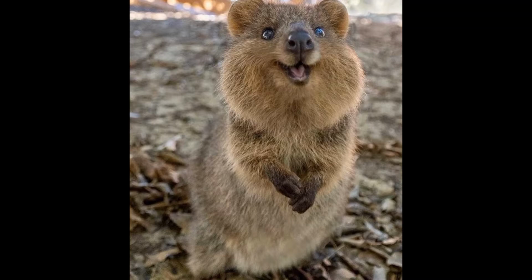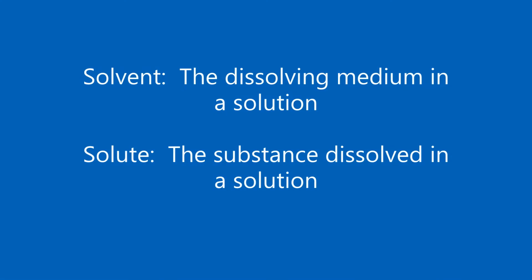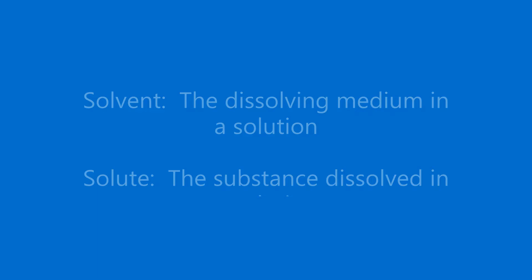Here are a couple of vocabulary words to know for this chapter: solute and solvent. A solvent is the stuff that other stuff is being dissolved in, which in this case is water. A solute is the stuff that's being dissolved, in this case, the iced tea mix.